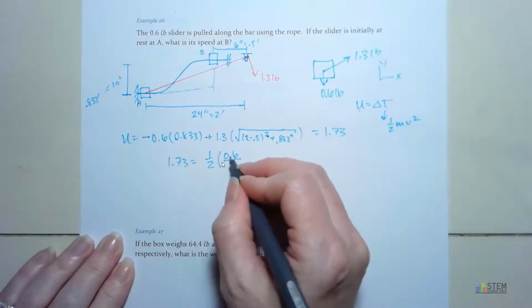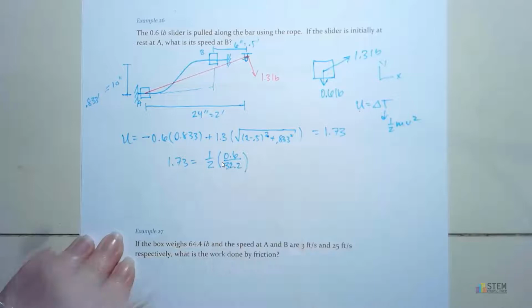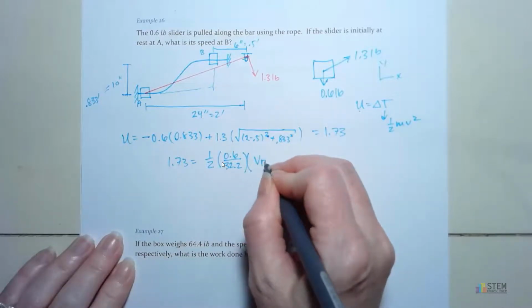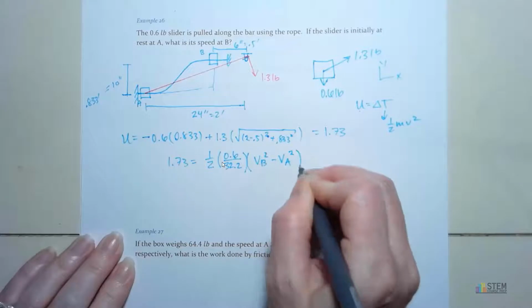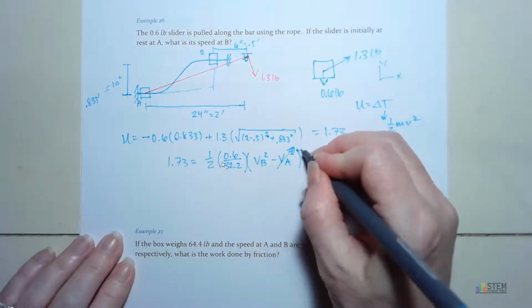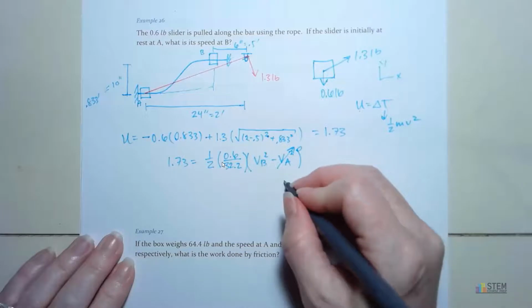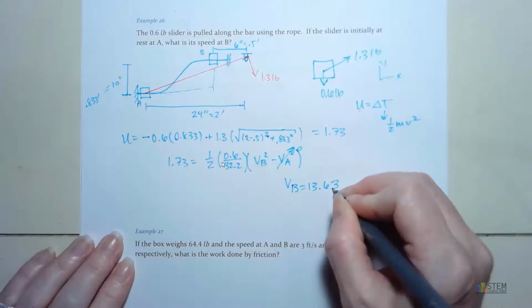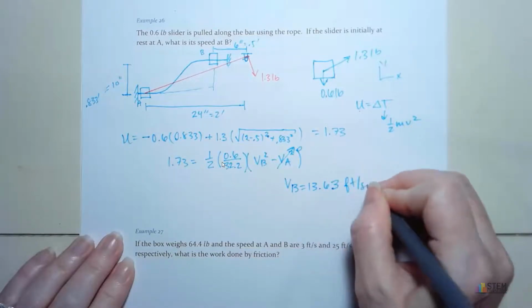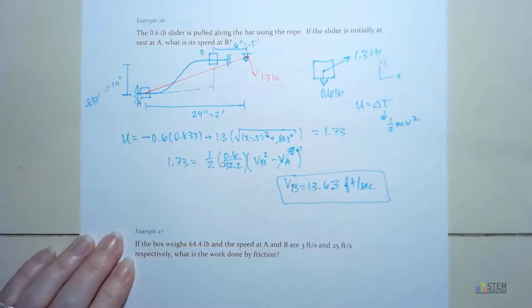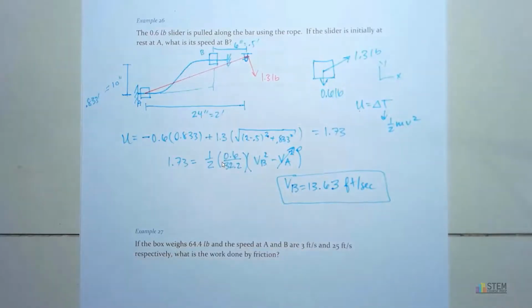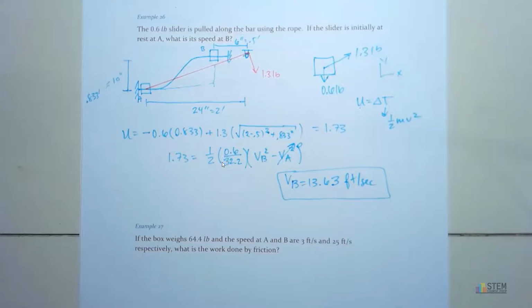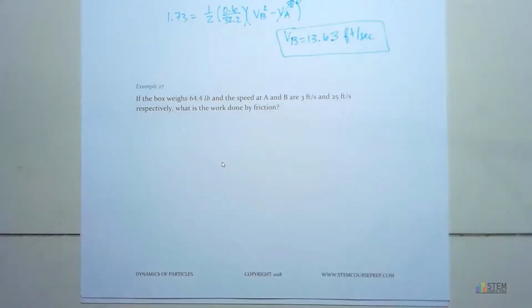Now that was weight, so we divide by gravity, 32.2. And then we're going to have VB squared minus VA squared. Well, VA is 0. All right, so VB, now you can solve for that. And you get 13.63, and that is feet per second. All right, so that's your speed when you get up to point B. And that was a short video, so let's do this next example just to get it done.